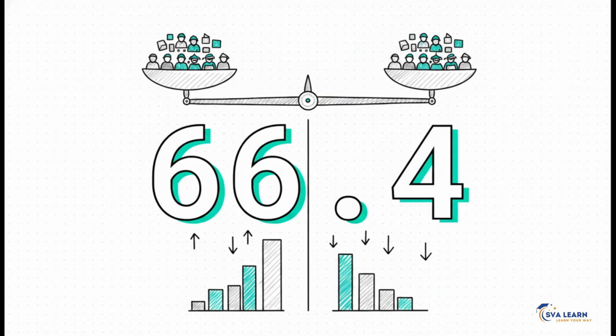We get 66.4. This is an incredibly powerful number. It tells us that exactly half of all the students in this entire data set scored below 66.4 marks, and the exact other half scored above it. We found the absolute perfect middle.